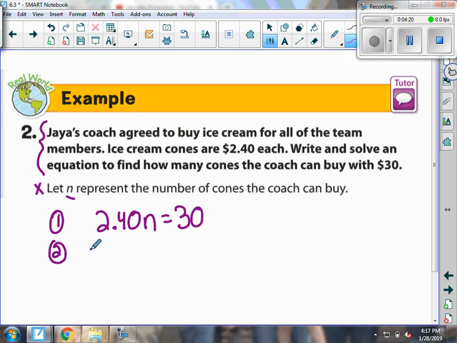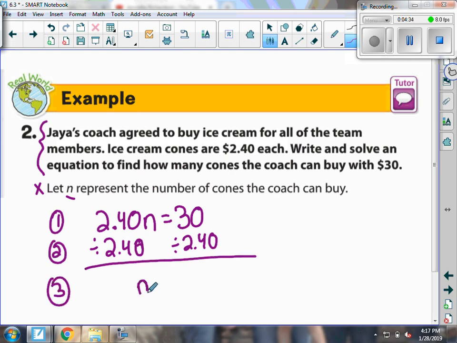The second part, I'm going to show my work. I divide both sides by 2.40. And my third part will be my answer. So when I plug it into my calculator, 30 divided by 2.40, I end up with 12.5.